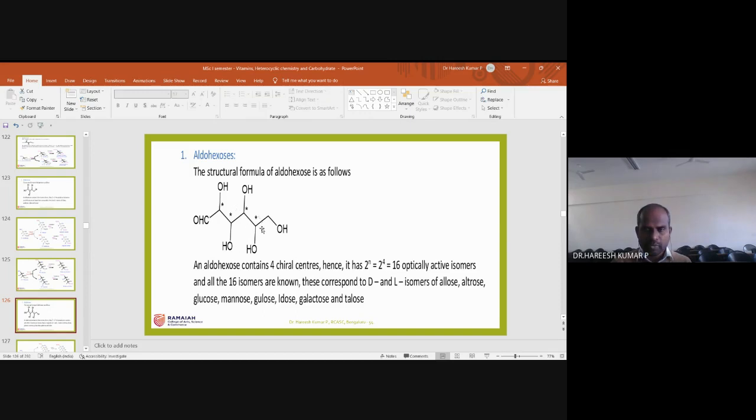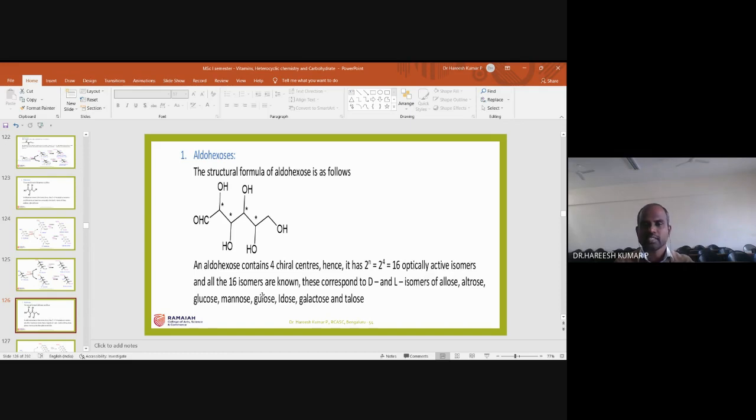Since it contains 4 chiral carbon atoms, how many stereoisomers are possible? That is 2 to the power of n, where n is equal to the number of chiral carbon atoms. That is 2 to the power of 4, equal to 2 into 2 into 2 into 2. 2 twos are 4, 4 twos are 8, 8 twos are 16. So 16 optical isomers are possible.